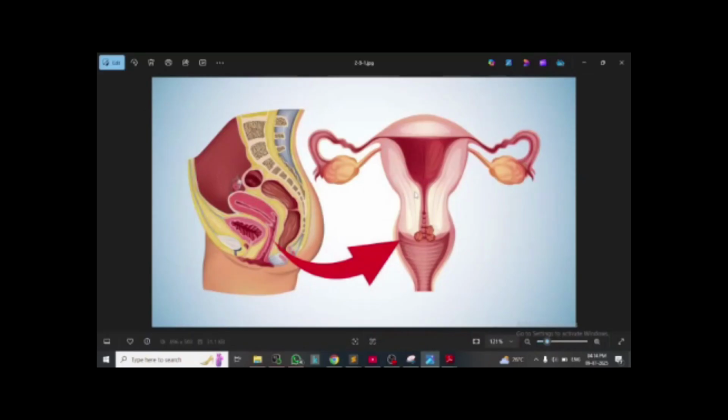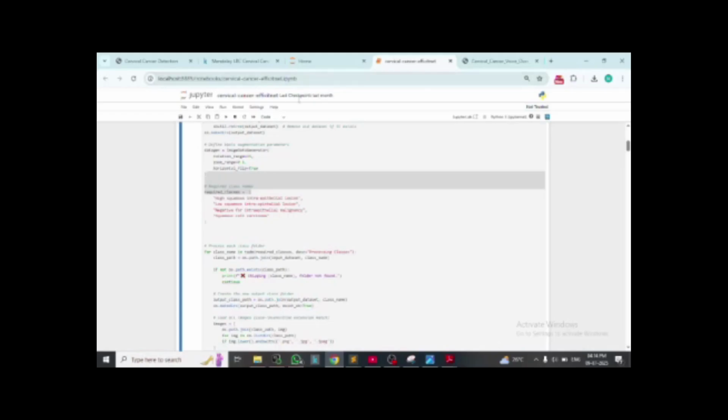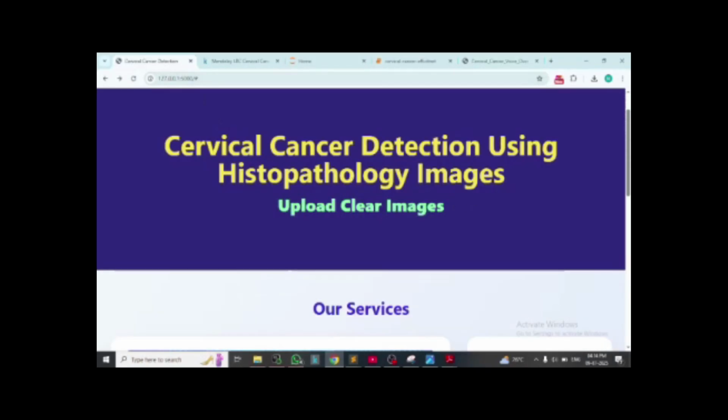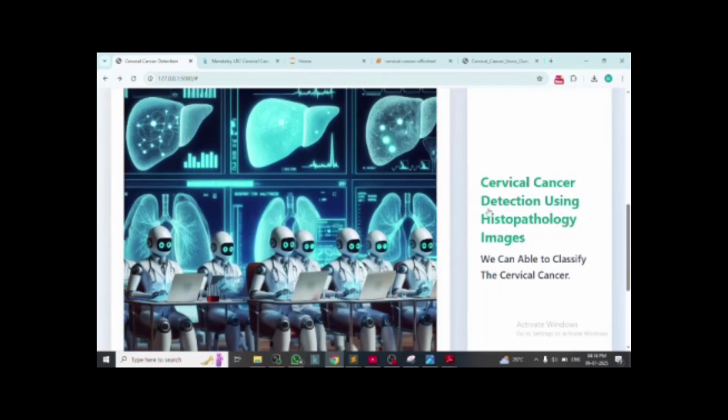Hello guys, today I am going to start on a topic of cervical cancer. Before going to this topic, I will show my model built application, how I built an application. This application is cervical cancer detection using histopathology images. Using histopathological images, we can classify the cancer.